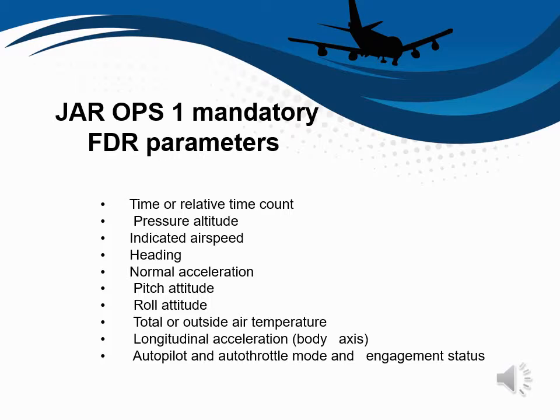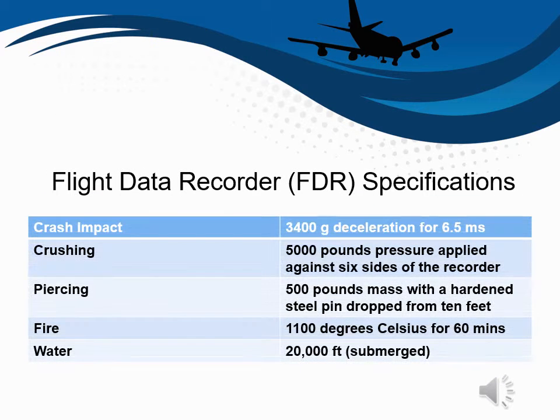For JAR Ops 1, mandatory FDR parameters must record time or relative time count, pressure altitude, indicated airspeed, heading, normal acceleration, pitch attitude, roll attitude, total or outside air temperature, longitudinal acceleration, and autopilot and auto throttle mode and engagement status. The flight data recorder required specifications in order to survive in an accident.